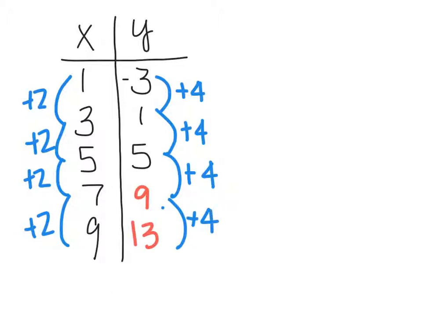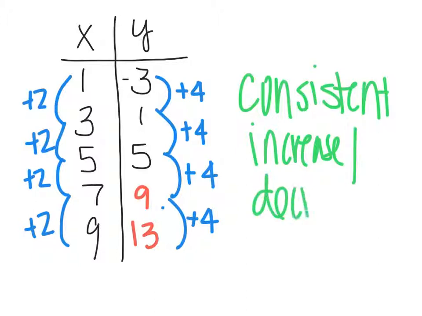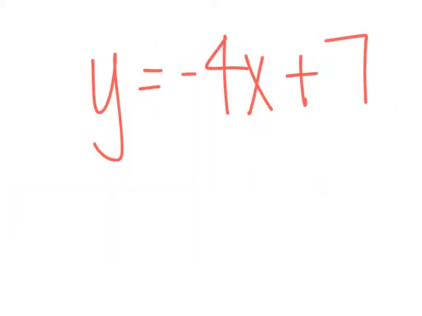So to check if something's linear, suppose you were given a table and wanted to know if it was linear, you would find this increase. You would figure out, is it consistent over here? Is it a constant or a consistent increase or decrease on both sides? That's how you determine if something is linear or not, and how you finish the pattern.